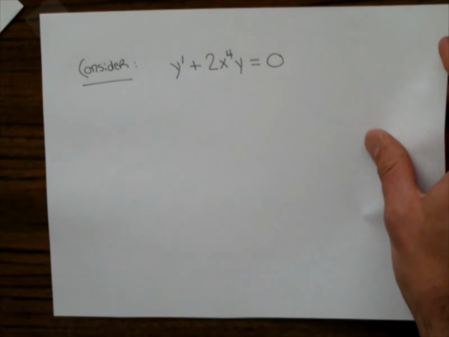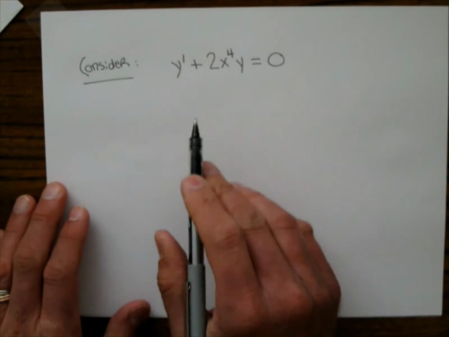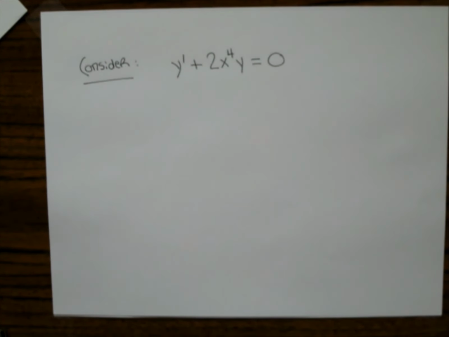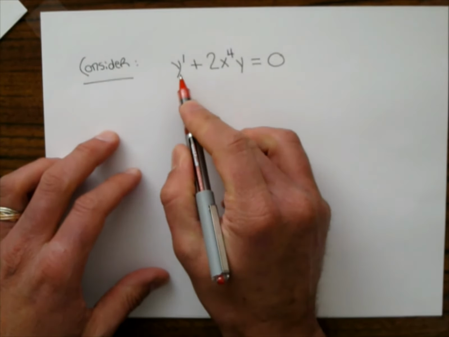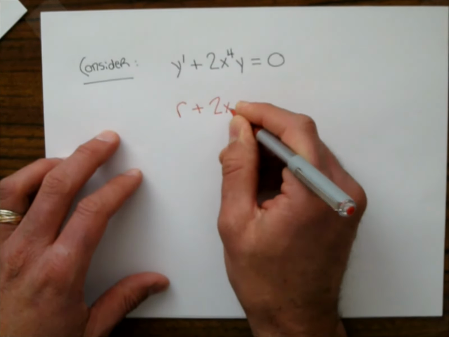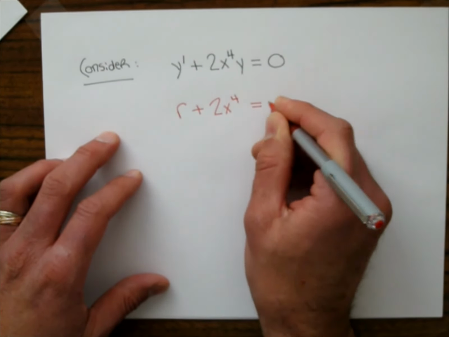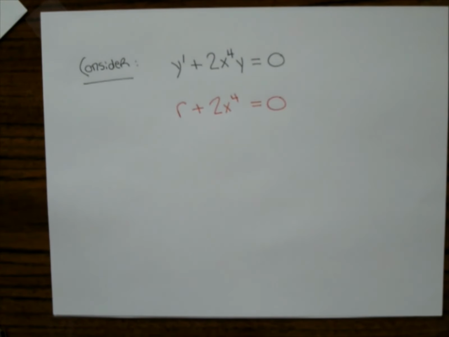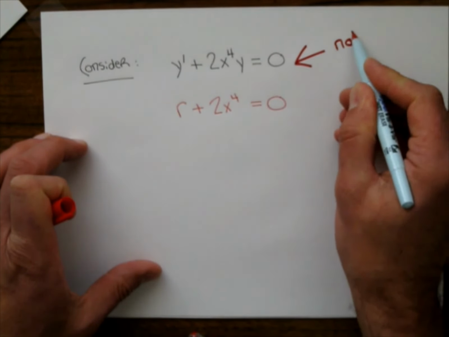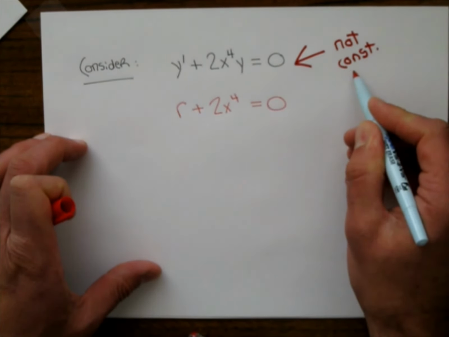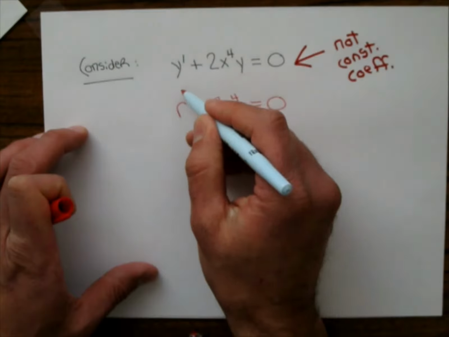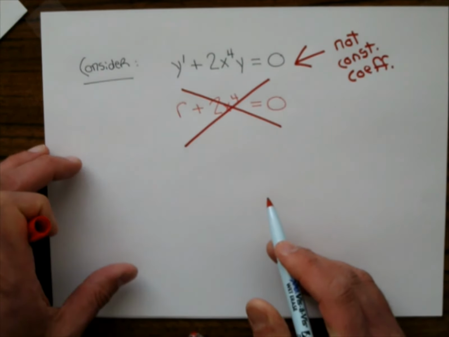Let me just go ahead and show you something that sometimes people do on exams. They see something like this and they're like, oh, I want to solve this. And so they'll go like this. I'll write it in red, and maybe you can wonder why I'm writing it in red. The auxiliary polynomial is going to be r plus 2x to the 4th equals 0. The reason we cannot do that is because this guy right here is not constant coefficient. So this thing with the auxiliary polynomial can only be done for constant coefficient differential equations.